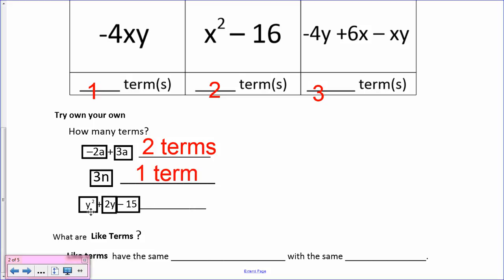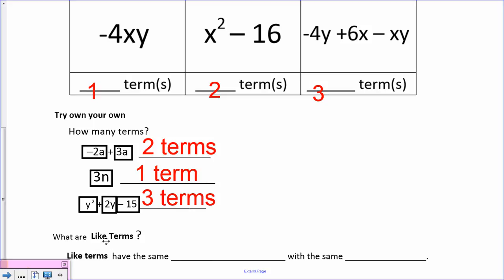And here we actually had three separate terms where it's y squared, 2y, and negative 15. So those are three terms. I know, that was really hard. Alright, last little bit. What are like terms? This is the last bit for this page at least.